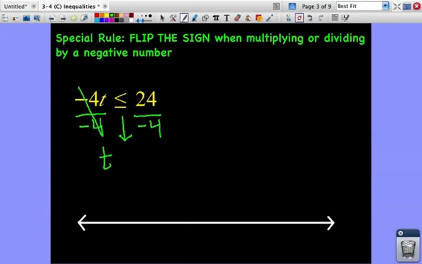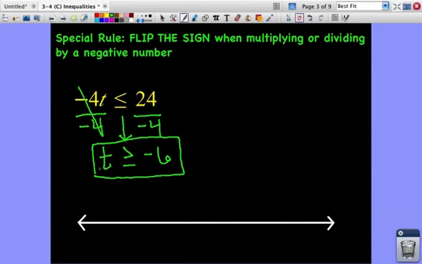And now I need to flip my inequality sign. So before, t was less than or equal to, now it's going to be greater than or equal to. 24 divided by -4 is -6. So my solution, with a flipped sign, is t is greater than or equal to -6.